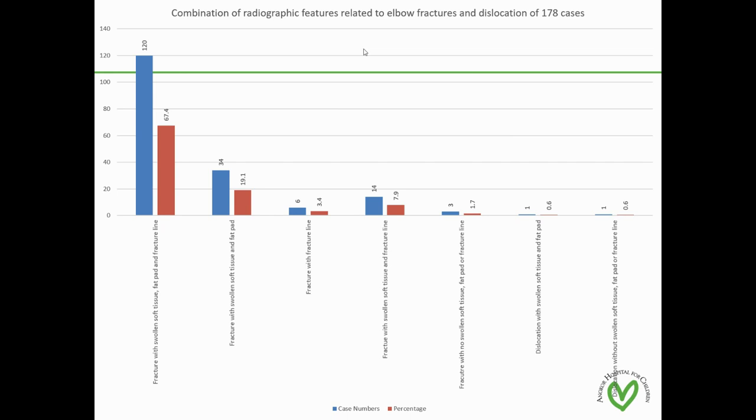This graph shows the combination of radiographic features related to elbow fracture and dislocation in 178 cases. The most common combination we found is fracture with swollen soft tissue, fat pad, and fracture line.